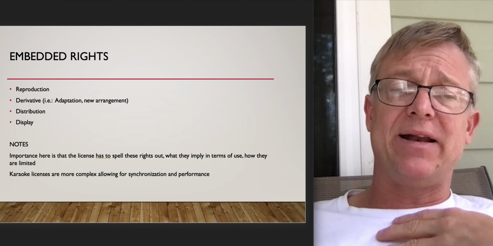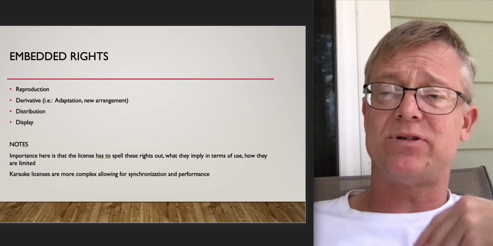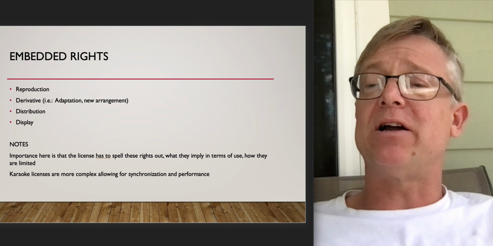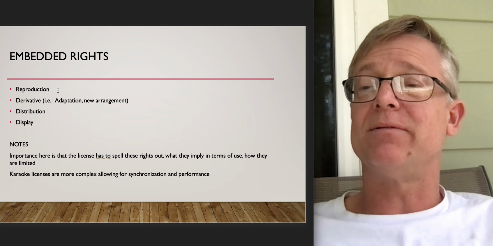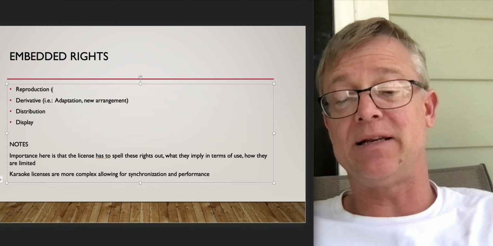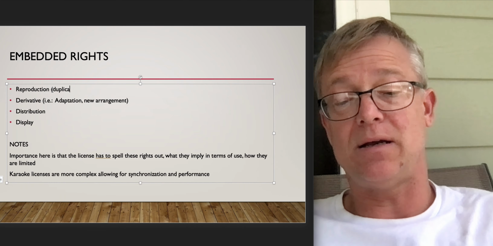The rights that are embedded in a print license. So of course you've got 4 Ds and a P. Reproduction there should actually be duplication. So these are all four Ds. You'll be excited to see duplication.